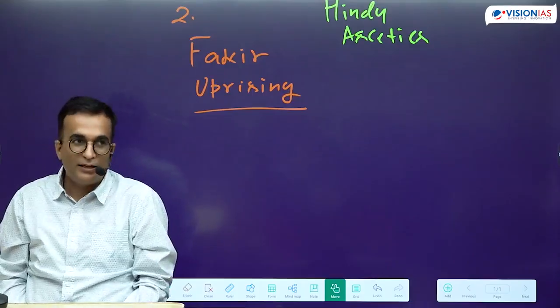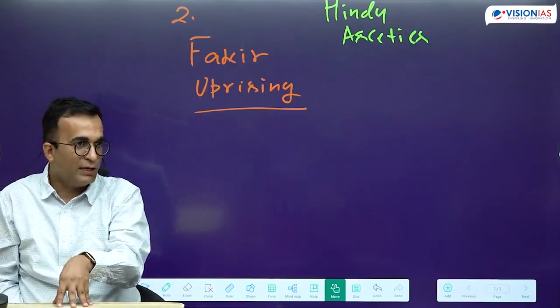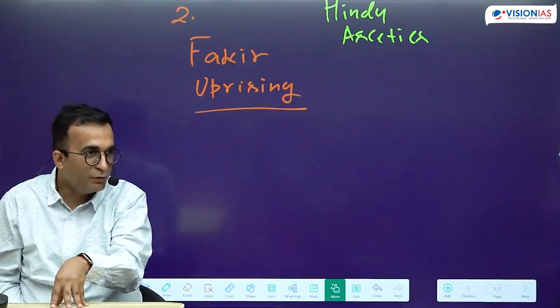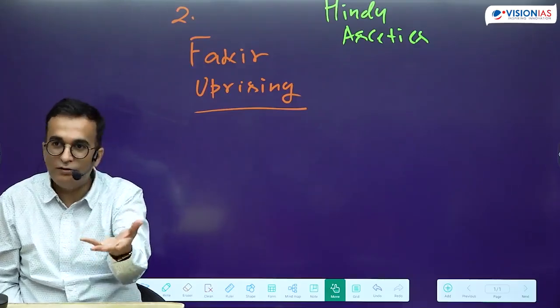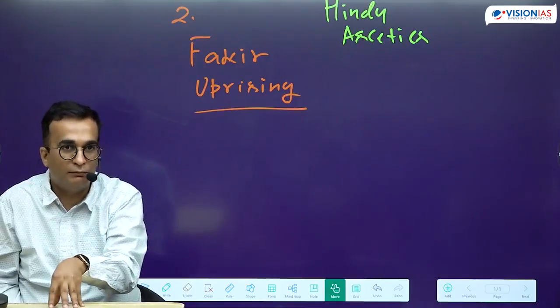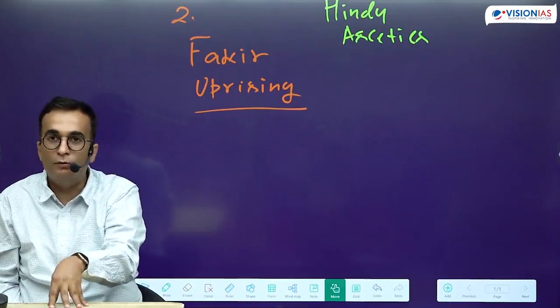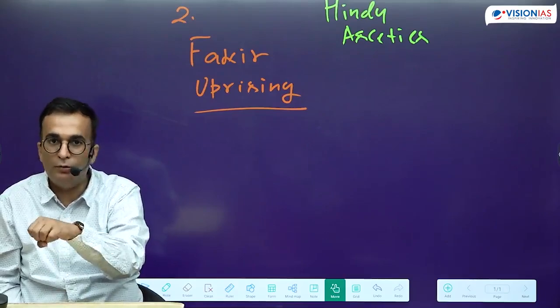Vande Mataram. Yes. So Vande Mataram is written in this book. It was composed in this book. And what is the relevance of Vande Mataram? We are going to see in the freedom struggle. It was the national song of the struggle. So it was composed by Bankim Chandra Chatterjee in the Anand Math book itself.